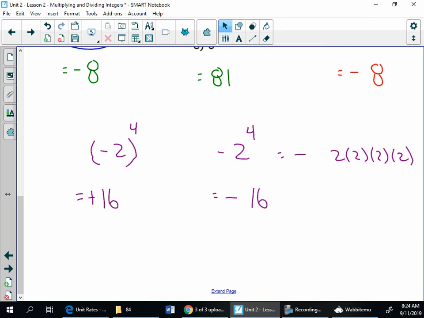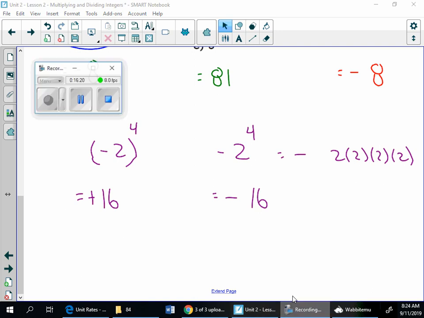Okay, that's it. There's some integers. We're going to try the sheet on the website as usual. So some multiplying and dividing and a little bit of exponents. It's good to know some more buttons on our calculator. We're going to get familiar with some of those because we're going to start using them down the road for other things.